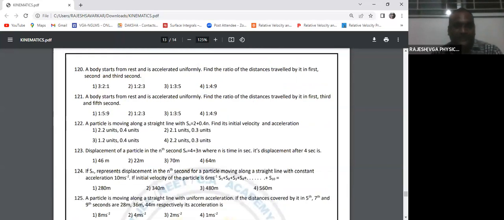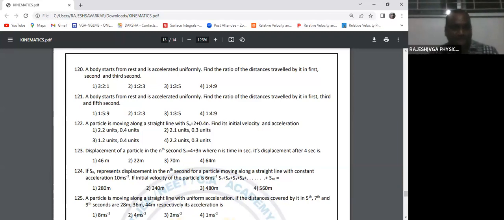A body starts from rest and is accelerated uniformly. Find the ratio of distances first, second, and third. S1 is to S2 is to S3 are 1 is to 3 is to 5. Find the ratio of distances traveled by it in first, third, and fifth second. That is S1 is to S3 is to S5, that means 1 is to 5 is to 9. You have to skip 3 and 7. If S1 is to S2 is to S3 is to S4 is to S5 is 1 is to 3 is to 5 is to 7 is to 9.